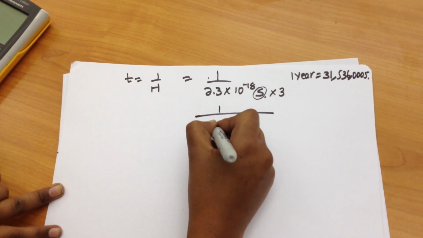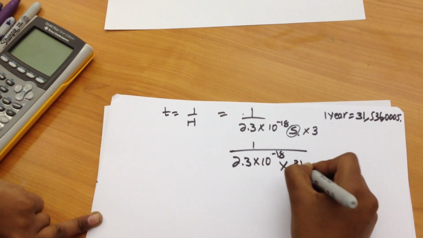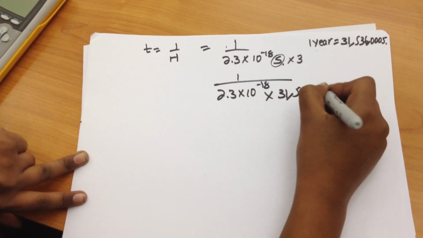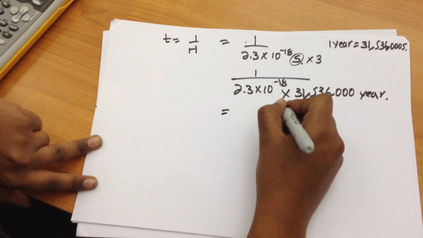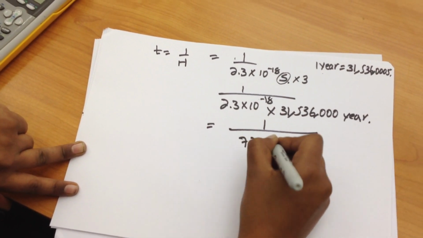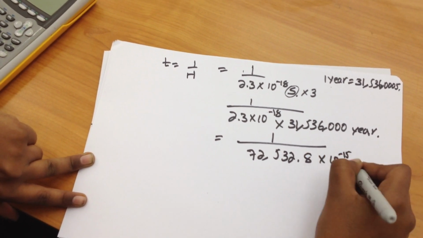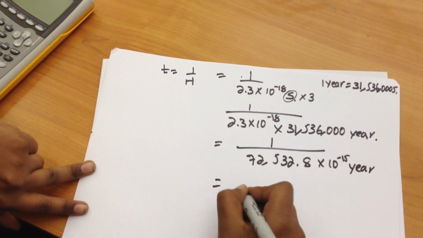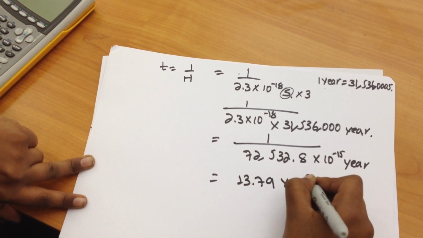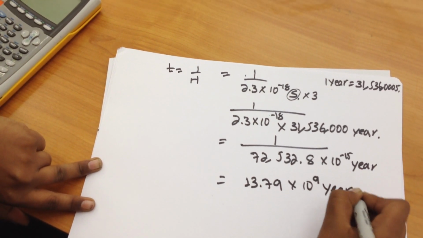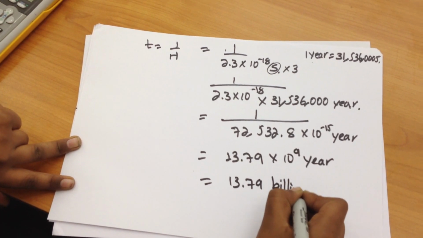So 1 over 2.3 times 10 to the power of 18, times 31,536 million years. We would get 1 over 72,532.8 times 10 to the power of 15 years. So when we calculate this, we would get 13.79 times 10 to the power of 9 years, which is equal to 13.79 billion years.